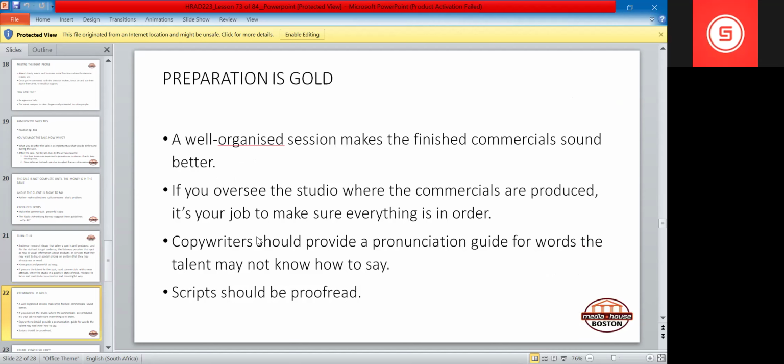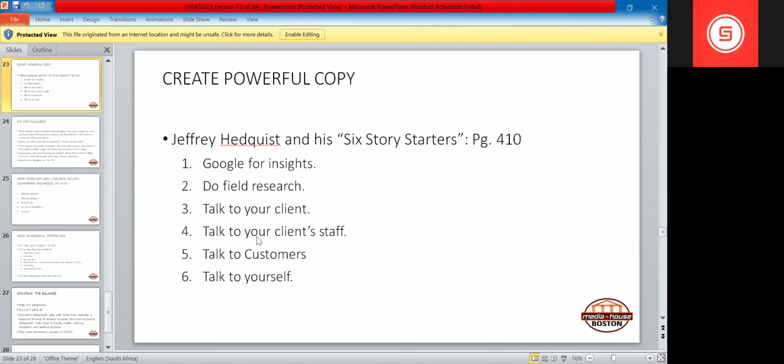So a well-organized session makes a finished commercial sound obviously much better. Have the voiceover artist know exactly what to do: provide them with a script, provide them with direction, provide them with more direction, right? And options, so allow them also a little bit of freedom in how they might interpret the delivery, etc. That's just one example of organization. If you oversee the studio where the commercials are produced, it's your job to make sure that everything is in order, mics are working, the sound engineer is there, people are on time, etc. Copywriters should provide a pronunciation guide for the talent, on how to say things and how not to say things. And scripts must be proofread.